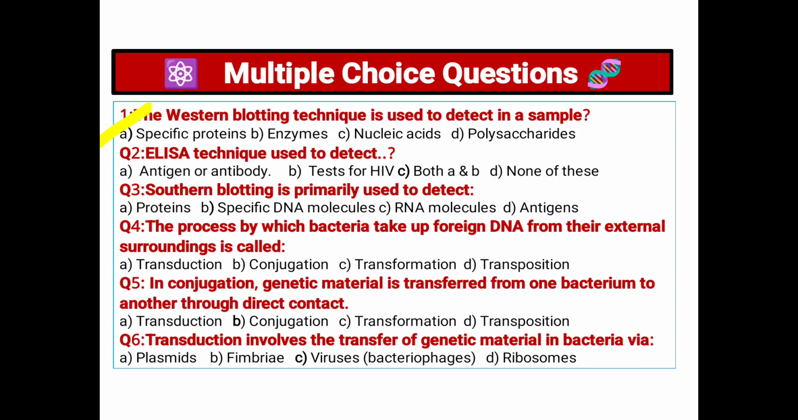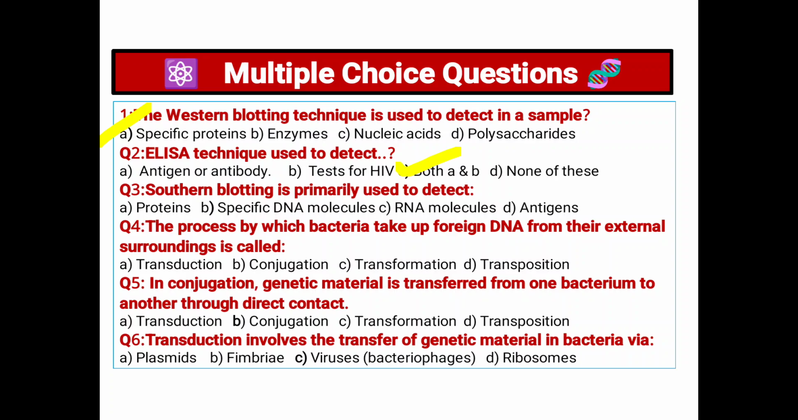You have to remember. ELISA technique is used to detect, enzyme linked immunosorbent assay technique is used to detect A, antigen or antibody, B, test for HIV, C, both A and B, and D, none of these. So ELISA is the technique which detects antigen or antibody as well as test for HIV identification. So option C is the correct, both A and B.